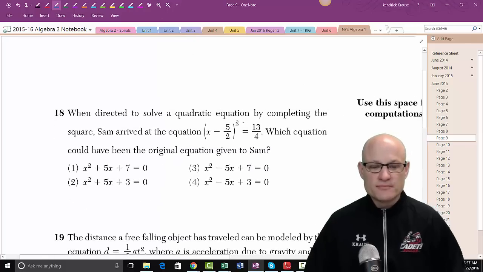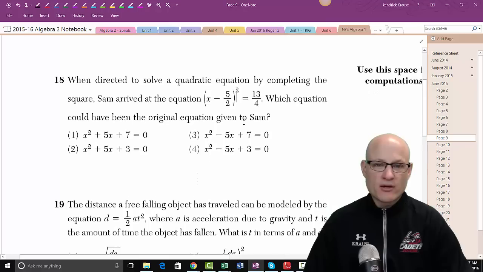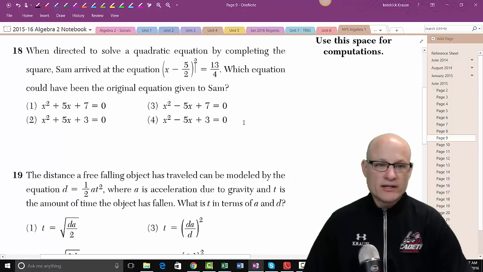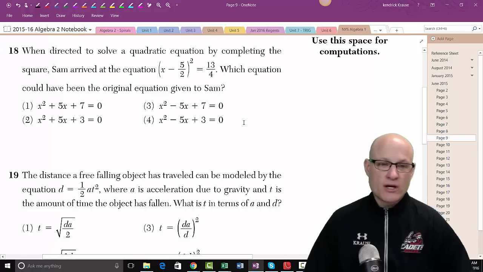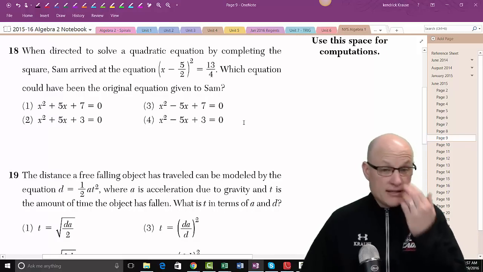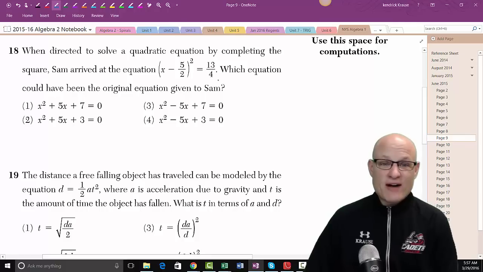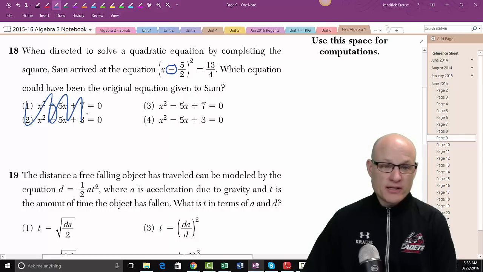Speaking of tough questions, first of all, why would anybody do completing the square on a problem like this? I have no idea. So when directed to solve an equation by completing the square, Sam arrived at the following equation. Which one of these would be correct? Since this is a minus, the second term has to be a minus. So these two don't make any sense. So it has to be one of these two.